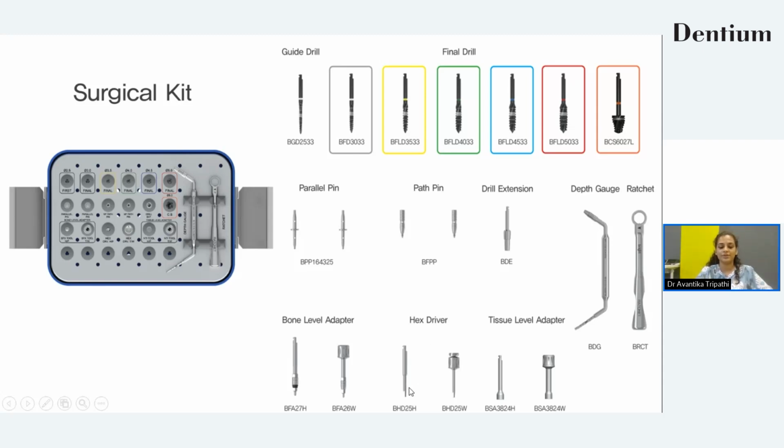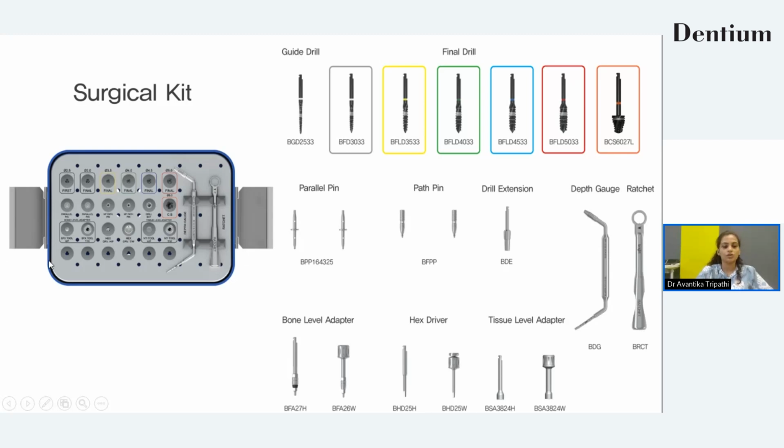These are the two hex drivers. This is the handpiece driven and this is the ratchet driven. This is the tissue level adapter. These are the tissue level implant drivers. This one is the handpiece driven and this is the ratchet driven. This one is the depth gauge and this is the ratchet which is used for the tightening of the implant.